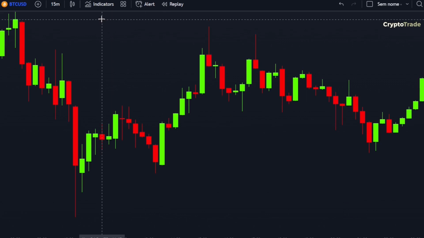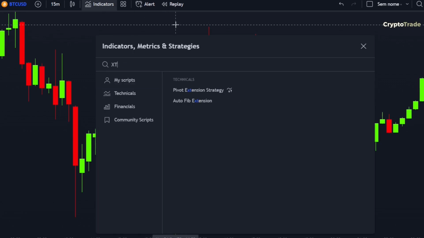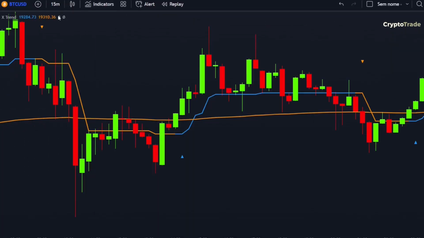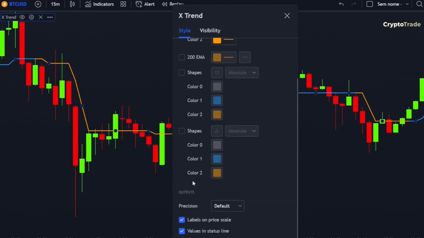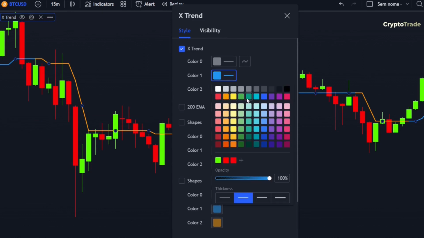To add the first indicator to the chart, open the indicator search bar in TradingView and type XTREME TREND. Select the indicator as shown in the video. Click on Settings and in the Style tab, unselect all checkboxes except the first one, X Trend. Change color 1 to green and color 2 to red.